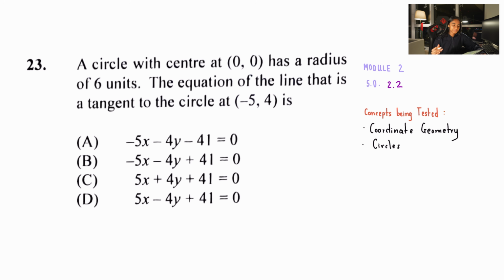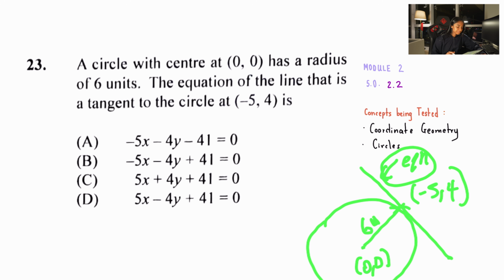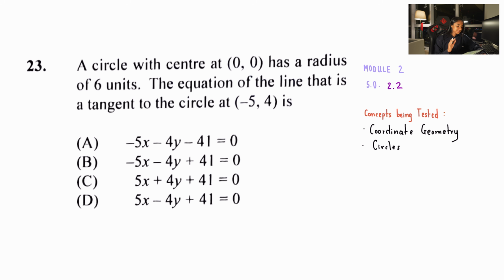Question 23. The circle with center 0, 0. So let's write this out. 0, 0 has a radius. Yes, all circles have a radius. 6 units. And the equation of the line that's a tangent to the circle. So we have a tangent at the point minus 5, 4, and we want to find the equation of this tangent. Perfect. Okay. So a circle with center 0, 0 has a radius of 6 units.